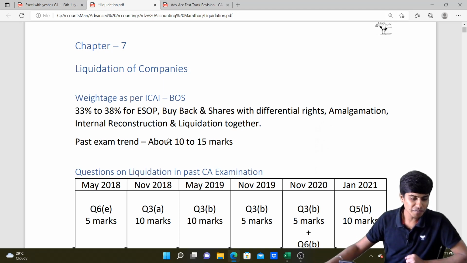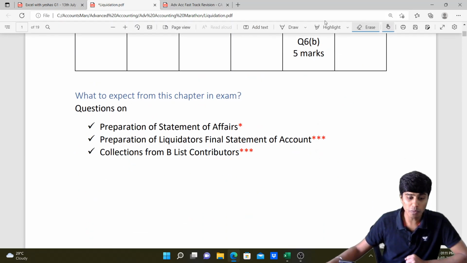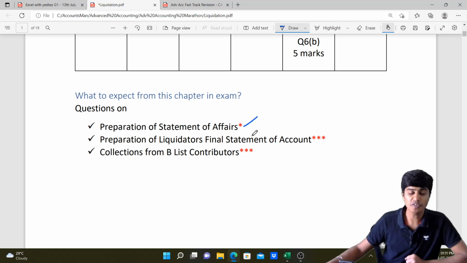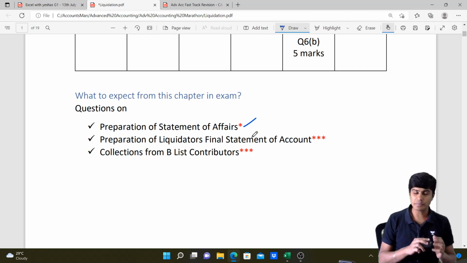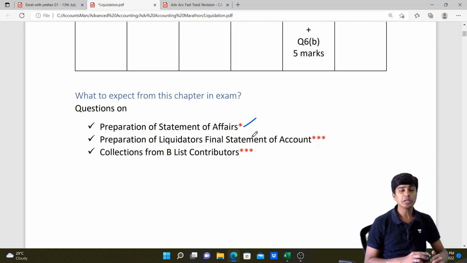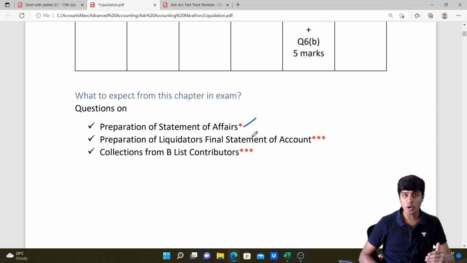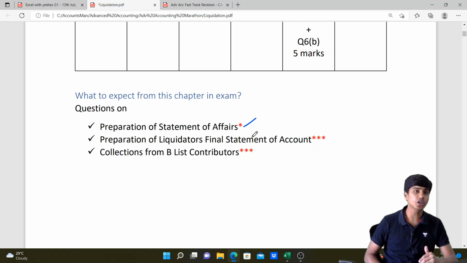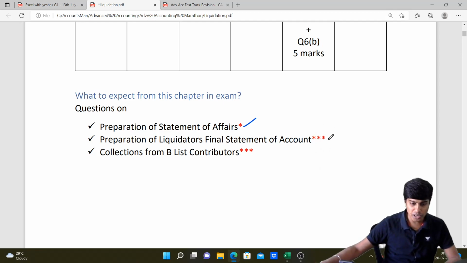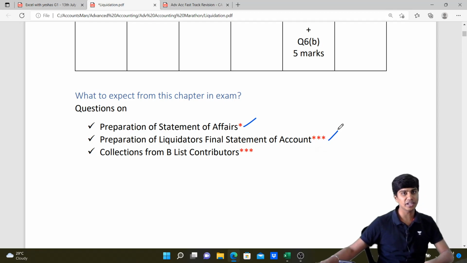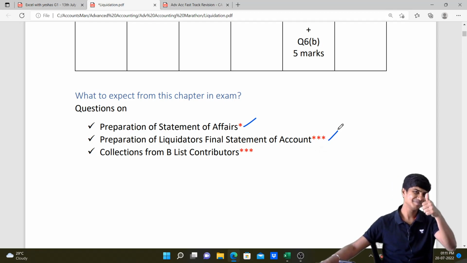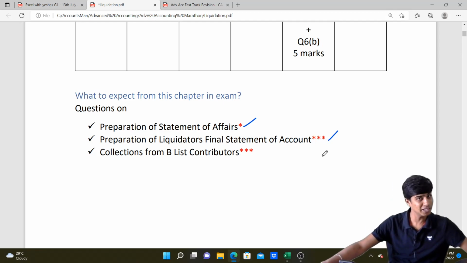In the past, we have discussed how to go about preparing the statement of affairs. In part 1, I discussed the statement of affairs conceptually. In part 2, we saw one problem from our ICA material and the solution for the same under statement of affairs. Now, in this video, we are going to start the discussion on the liquidator's final statement of account, which is a receipts and payment account prepared by the liquidator.